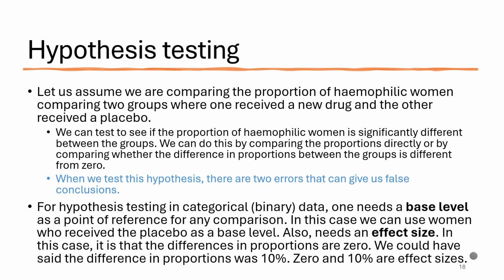Also, we need an effect size. So in this case, because it wasn't really specified, we have an effect size which would be comparing against 0, and that's the difference in proportions between the 2 groups. So that's an example of an effect size. We could have also said that the difference in proportions is 10%. That's also an effect size, right?